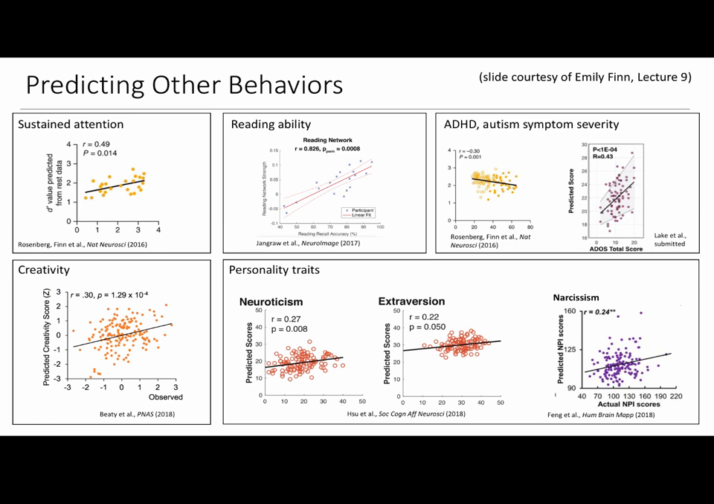So you can see that none of these correlations are strong enough to replace the test that they're using to predict. But they're showing us that there's something in the brain's organization, in its functional organization, for which regions are correlated with which other regions, that can tell us about that person's behavior in the real world.